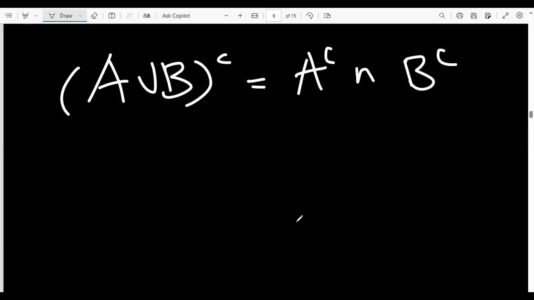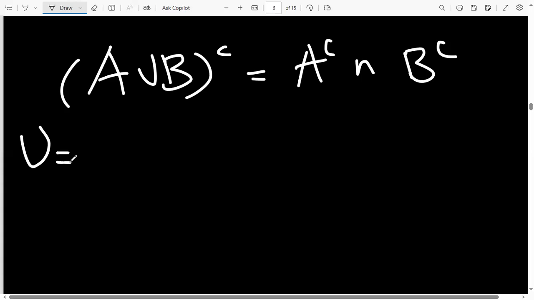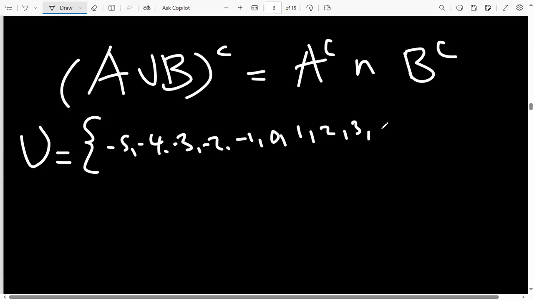Okay, so we want to prove that whatever we have on this side is equal to whatever we have on that side. So what are we going to do? We have been given the universal set as the set that starts from -5 all the way up to 6. So if I list it, I have -5, -4, -3, -2, -1, 0, 1, 2, 3, 4, 5, 6. So this is the universal set here.